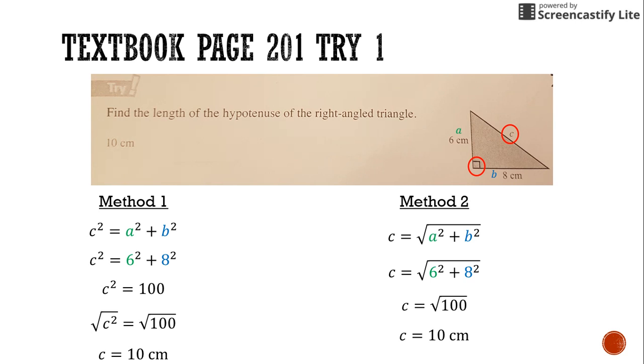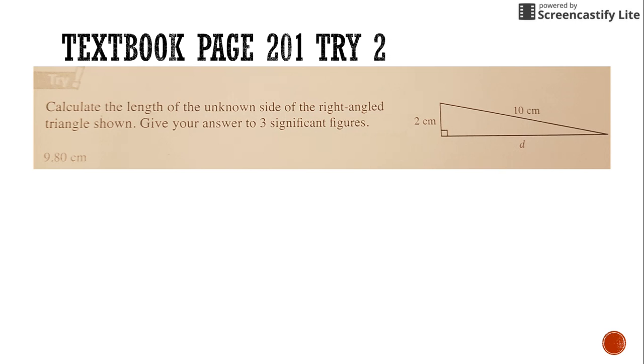Now, let's try one more question. On the same page, there's a second try question where we have to calculate the length of the unknown side of the right angled triangle shown. And we have to give the answer to 3 significant figures. But now in this question something is different. Our hypotenuse has already been given to us, because the hypotenuse is the side that is opposite the right angle. In this case, we are asked to find D, which is one of the other sides, not the hypotenuse.